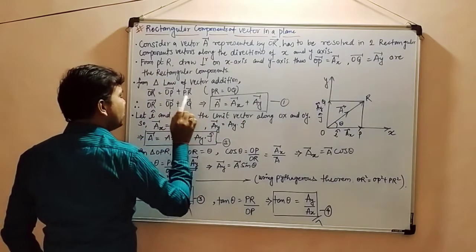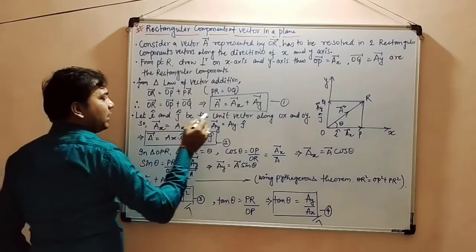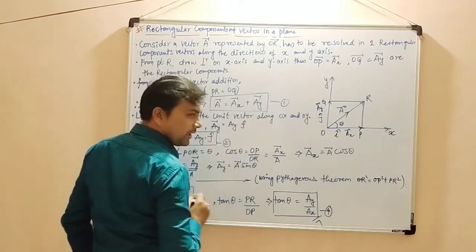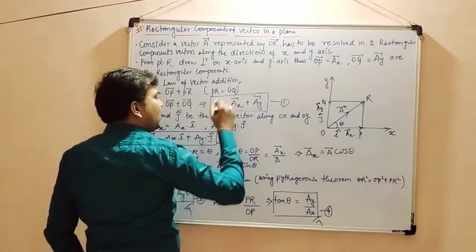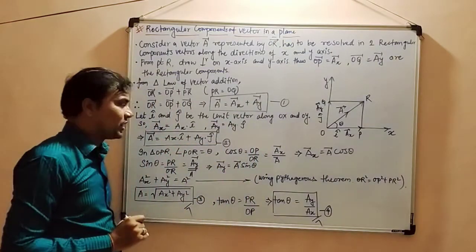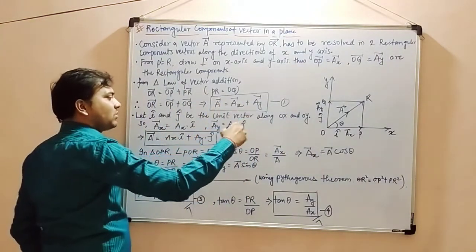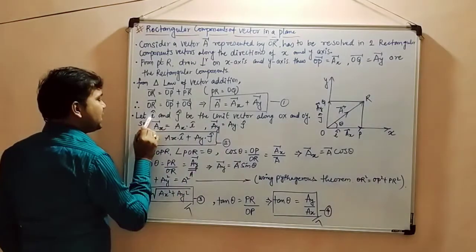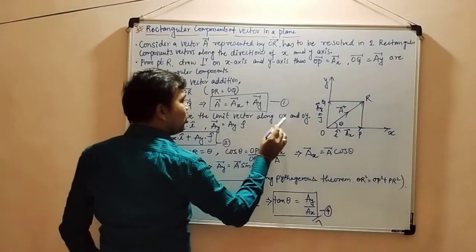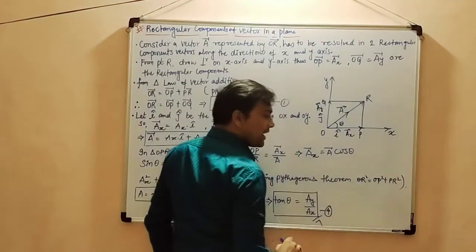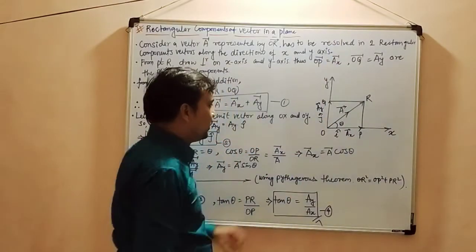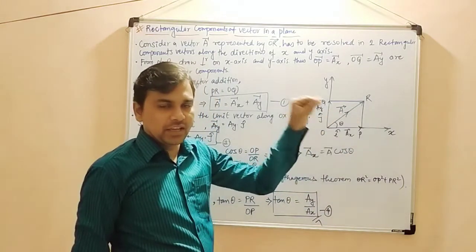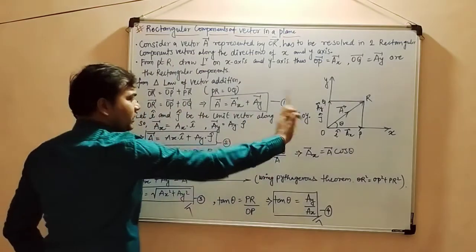So after substituting the values of OP, OR and OQ, what will the equation be? The equation will become vector A equals vector AX plus vector AY. This is the rectangular component form of vector A. We have marked it as equation number 1. But the rectangular components can also be written with unit vectors. Let I and J be the unit vectors along OX and along OY. There is a third dimension along Z, for which we take K for the third axis. Here we are working in two dimensions.